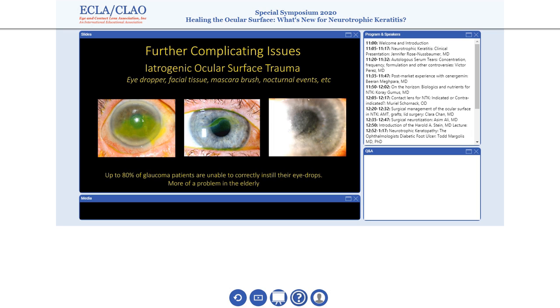This patient, I said, it looks like you've had trauma nasally. Show me how you put in your eye drops. And they showed me how they put in their eye drops, and they hit the corner of their eye. They said, oh, I'm doing it right. Look, I'm way over on the side. They hit the surface, completely unaware of it.